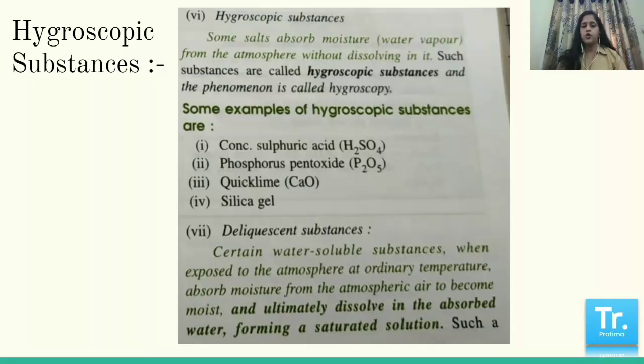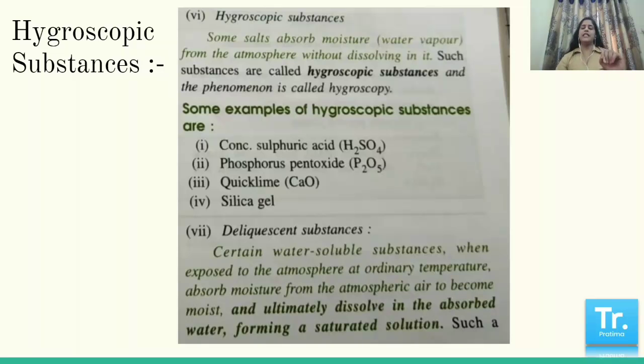The next topic, hygroscopy. There are some salts which will absorb water vapor from the moisture, and without dissolving in it, they will lose their crystalline nature. The salt will absorb moisture, but it will not change into liquid. They are known as hygroscopic. They will absorb the moisture from the atmosphere. And the examples are conc. sulfuric acid, phosphorus pentoxide, quicklime, silica gel. Remember the names and the formula.